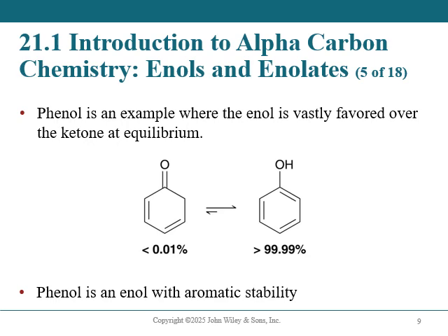Phenol is another example where the enol is vastly favored over the ketone at equilibrium. As you can imagine, the ring that we have here plays a significant role in this favoritism. When you have an aromatic system like the one you have here on the right, this is very, very stable. On the left, as you can see, we don't have that aromaticity, so every single molecule that can become aromatic, will. So the equilibrium is vastly favored towards the enol form in this case. Now, it is said that phenol is an enol with aromatic stability.